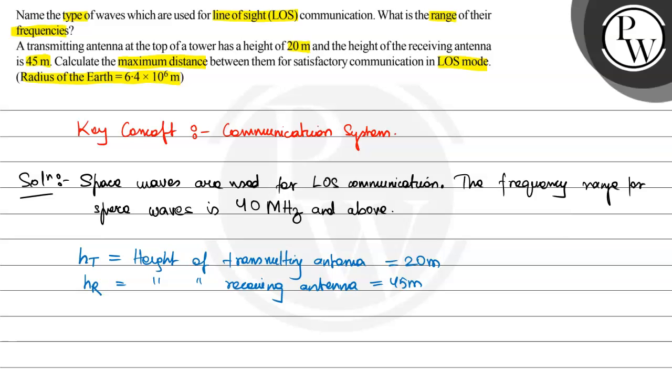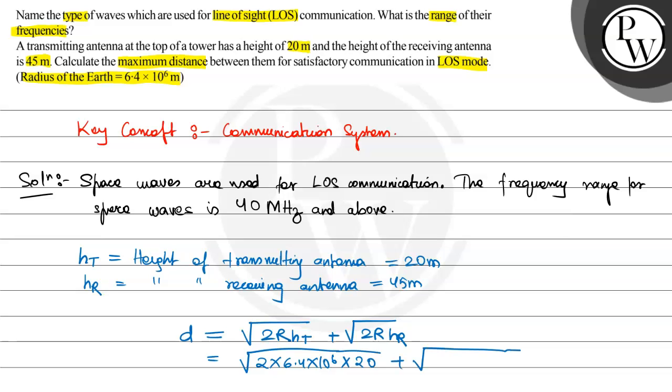एक फॉर्मूला है आपको याद रखनी है कि the maximum distance between the two antennas for LOS mode should be, small d is equal to square root of 2RHT plus square root of 2RHR. तो इसमें फॉर्मूला में वैल्यूज पुट कर देते हैं. तो square root 2 into the radius of Earth capital R, ये है 6.4 into 10 to the power 6 into 20 HT plus square root of 2 into 6.4 into 10 to the power 6 into 45 meter, ये है हमारा receiving antenna.